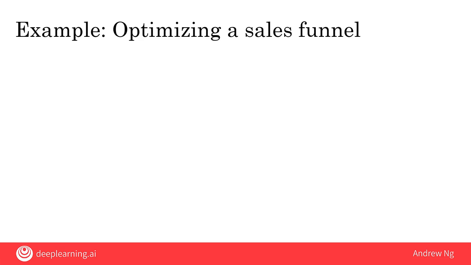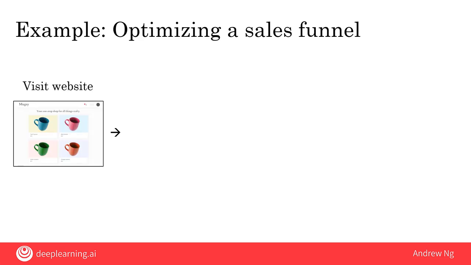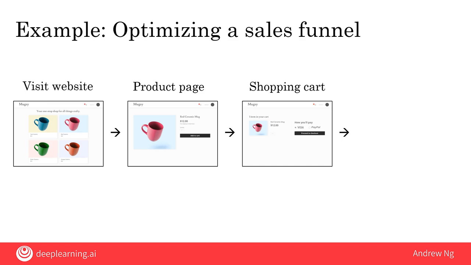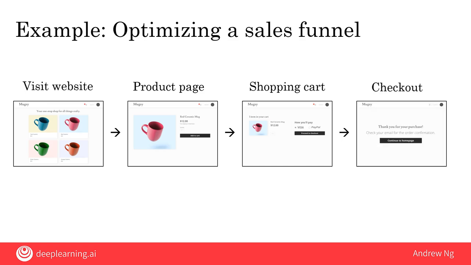As our running example, let's say you want to optimize a sales funnel. Say you run an e-commerce or online shopping website that sells coffee mugs. And so for a user to buy a coffee mug from you, the sequence of steps they'll usually follow: First, they'll visit your website and take a look at the different coffee mugs on offer. Then eventually they have to get to a product page, and then they'll have to put it into their shopping cart and go to the shopping cart page, and then they'll finally have to check out.